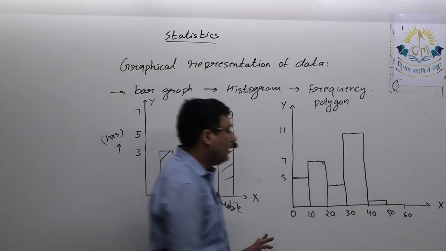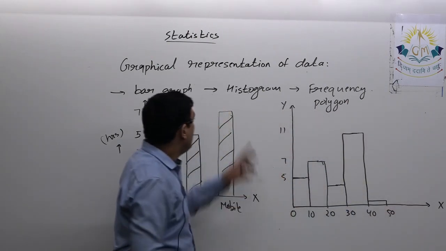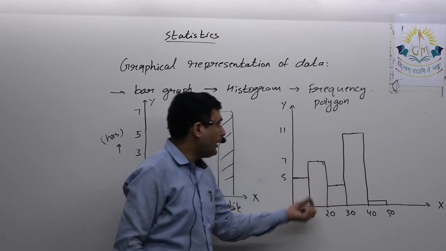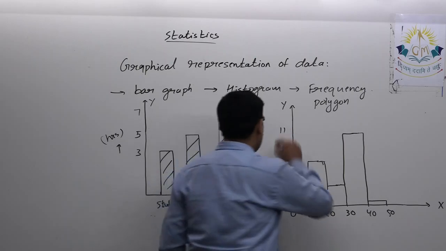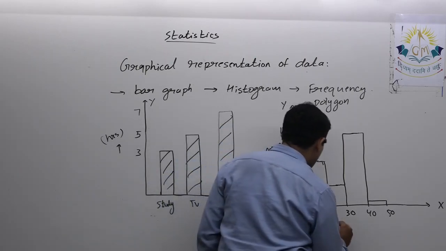It is quite possible that the exam was of 50 marks. So this is the histogram in which no space is there between two consecutive bars or rectangles. Here these are the marks, and here the number of students.